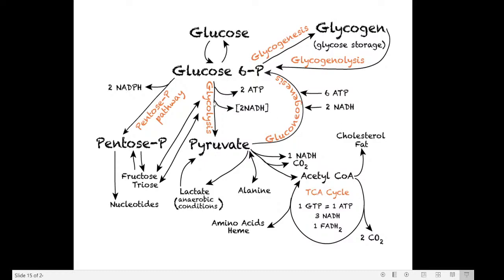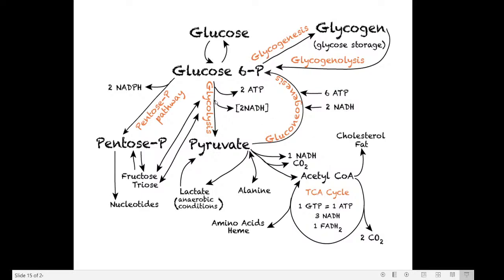We are asked how much ATP and NADH is produced in glycolysis. In this glycolysis pathway, glucose goes to glucose 6 phosphate and then to pyruvate. In the glycolysis pathway, we can get 2 ATP and 2 NADH. In the gluconeogenesis pathway, we can get the glycogen. And in gluconeogenesis, we add 6 ATP and 2 NADH.